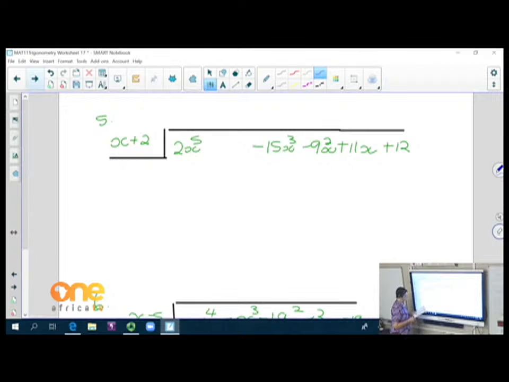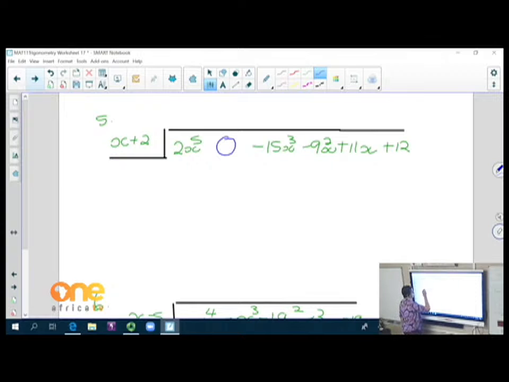Number 5. Now look at number 5. There is one missing. There is no x to the power of 4. So you have to leave an open space. If you don't do that, your whole arrangement is going to be wrong. And it means that there's actually a 0 there. Look at that. 5, nothing, 3, 2, 1, 12. So that's why I leave that open space.